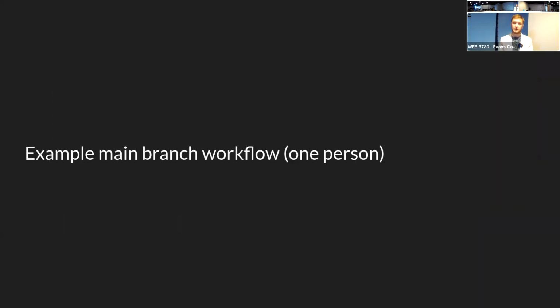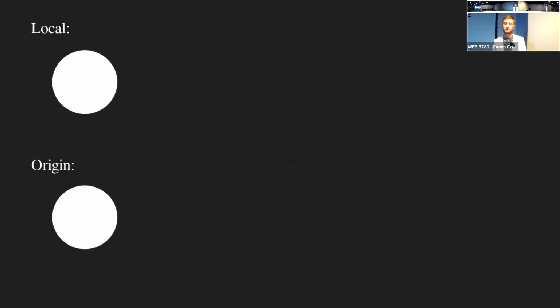So let's talk about what this might look like if you're just working by yourself. Here, this is my tree. We just have an initial commit here. The white circles are commits. And there's two parties in this. The first party is the local party, which is you. And then the origin party is GitHub.